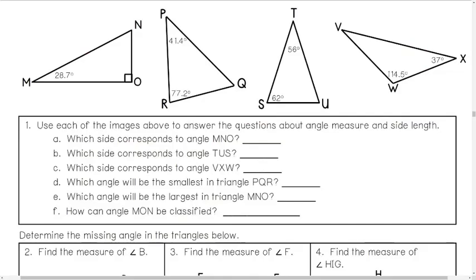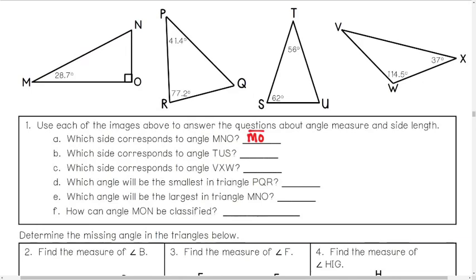Taking these triangles up here, we have 4 separate triangles. Based off of the information that's up here, we're going to find some things. Very first, we're going to find the side that corresponds to angle MNO. If I come over here to MNO, the side that corresponds to that is this side right here. It's the exact opposite of it. So I'm going to go ahead and say side MO.